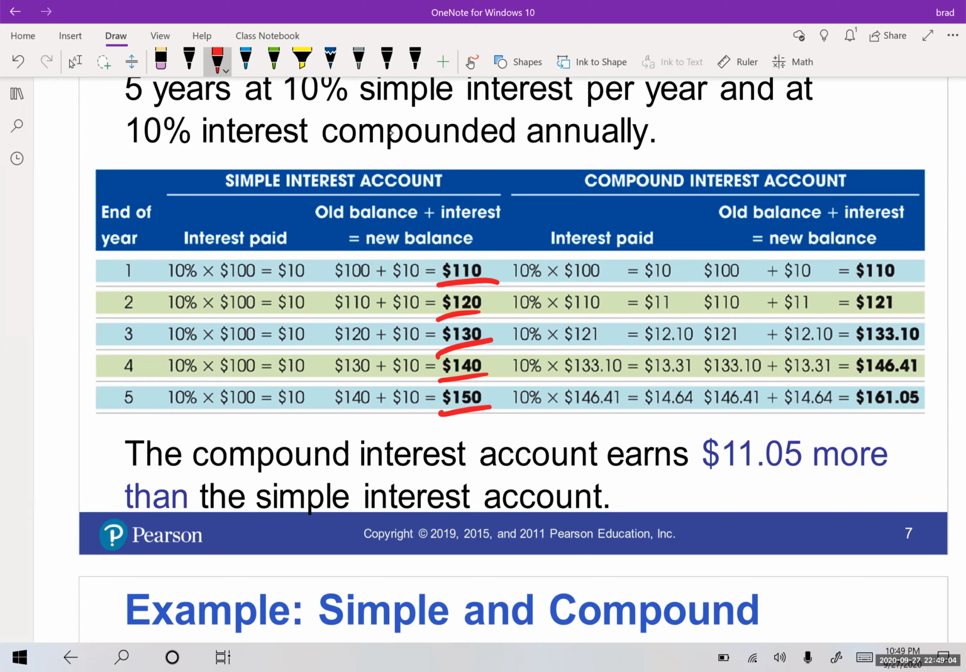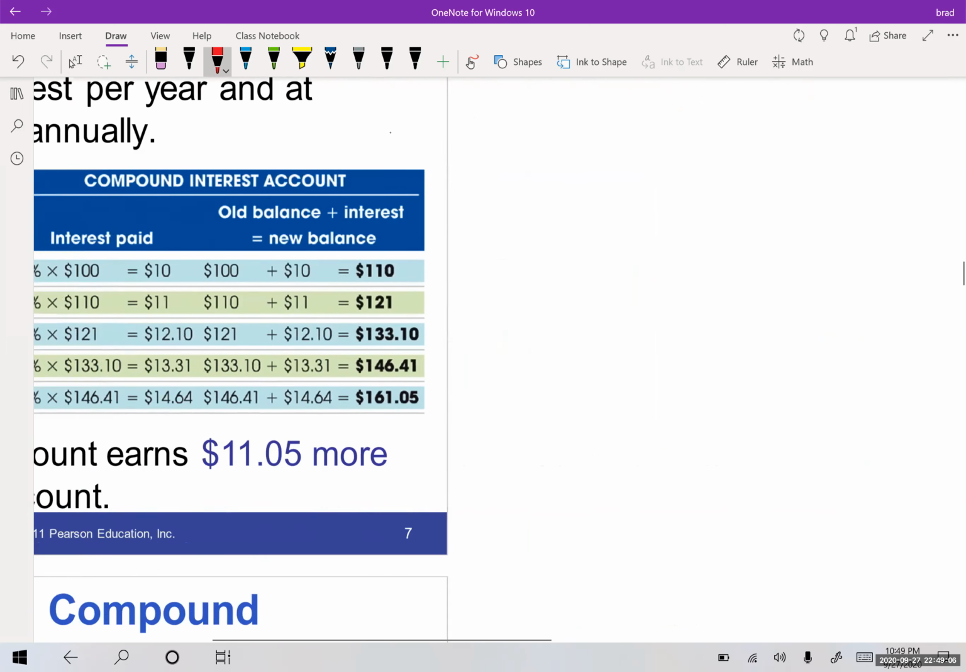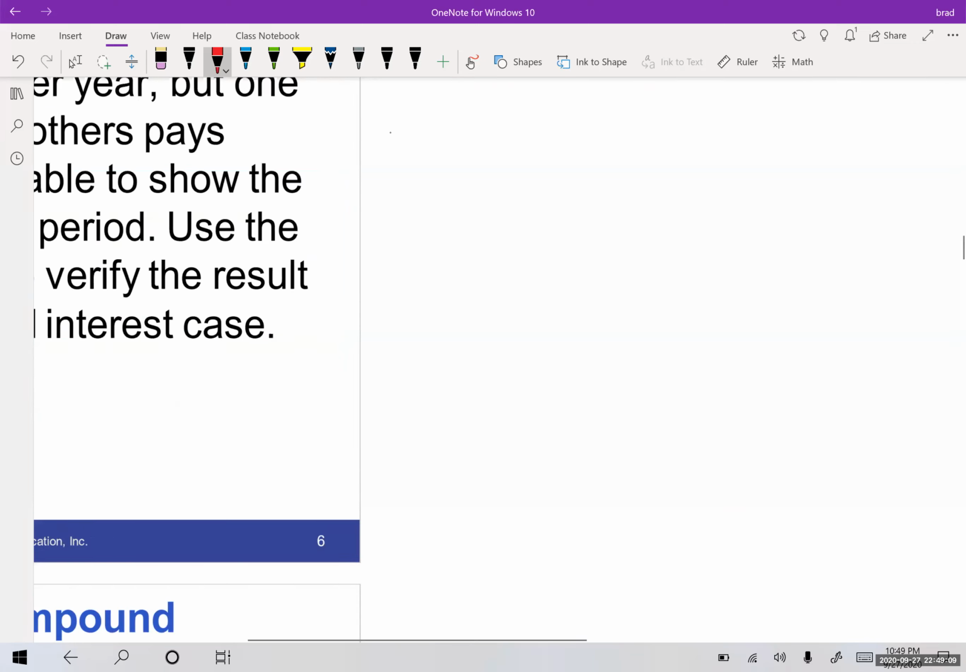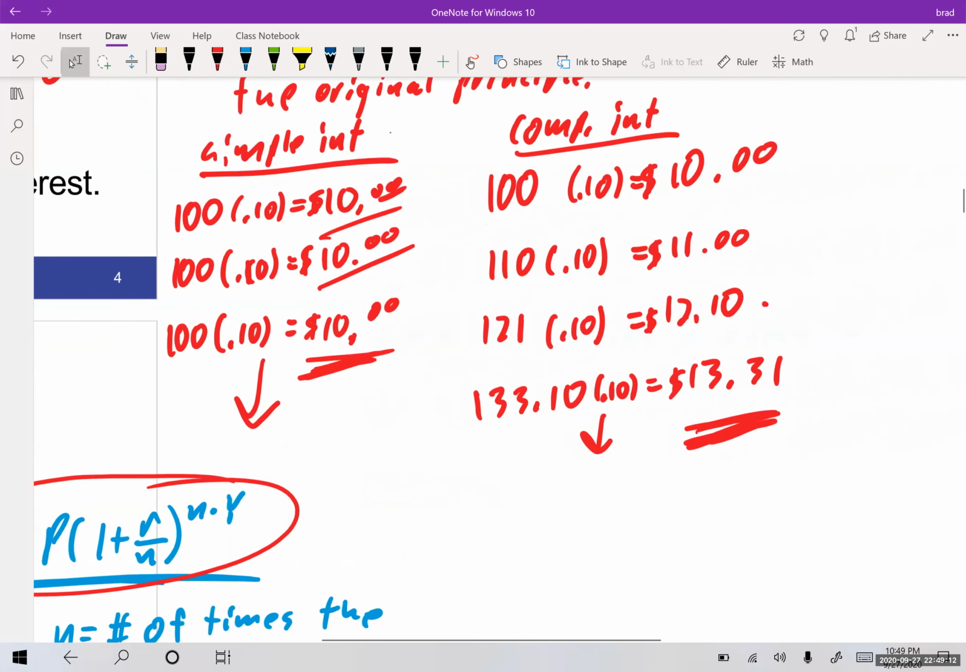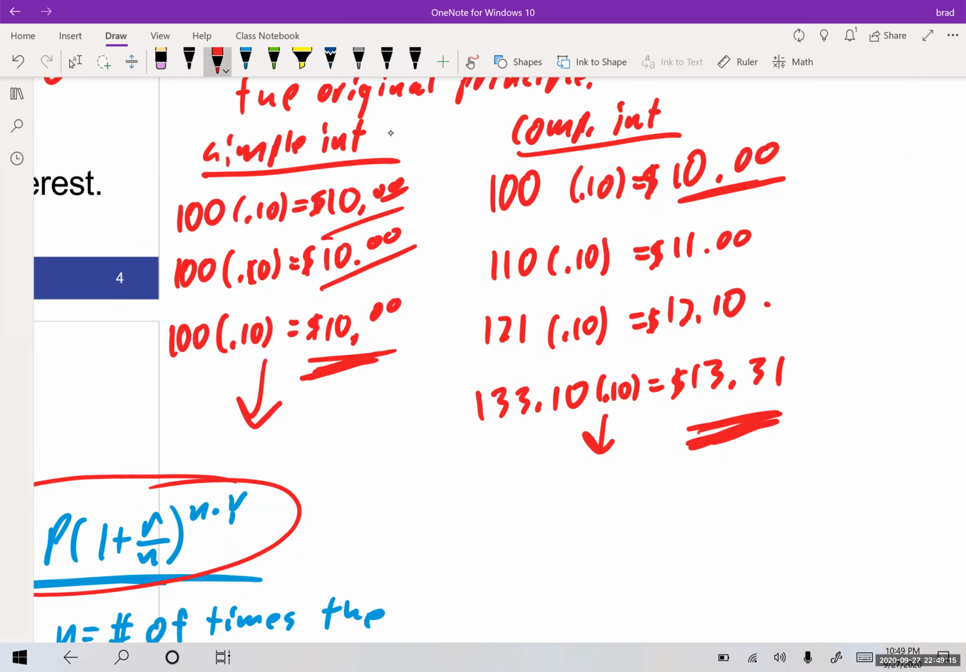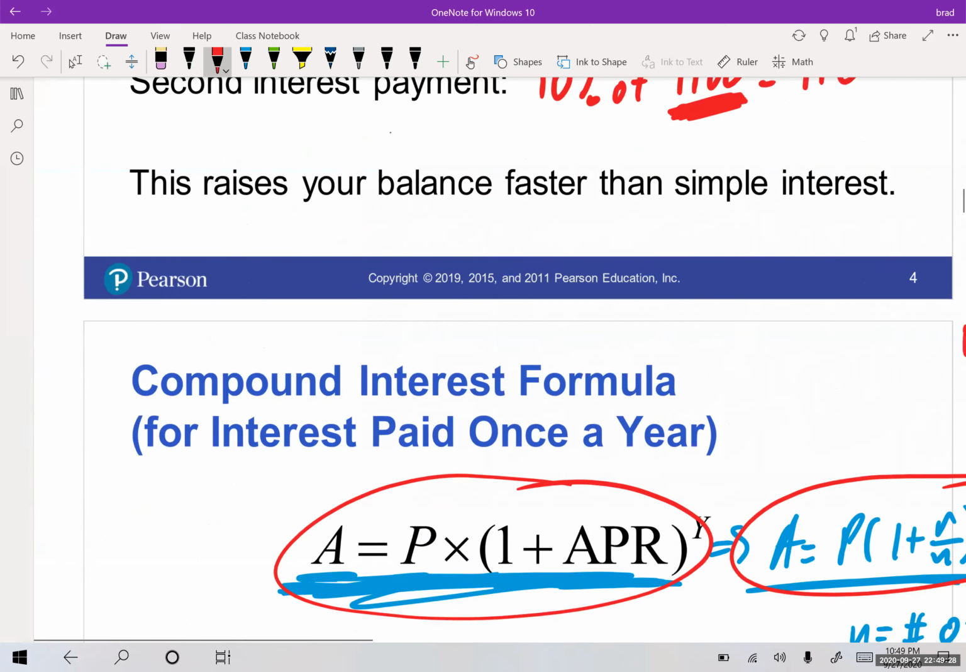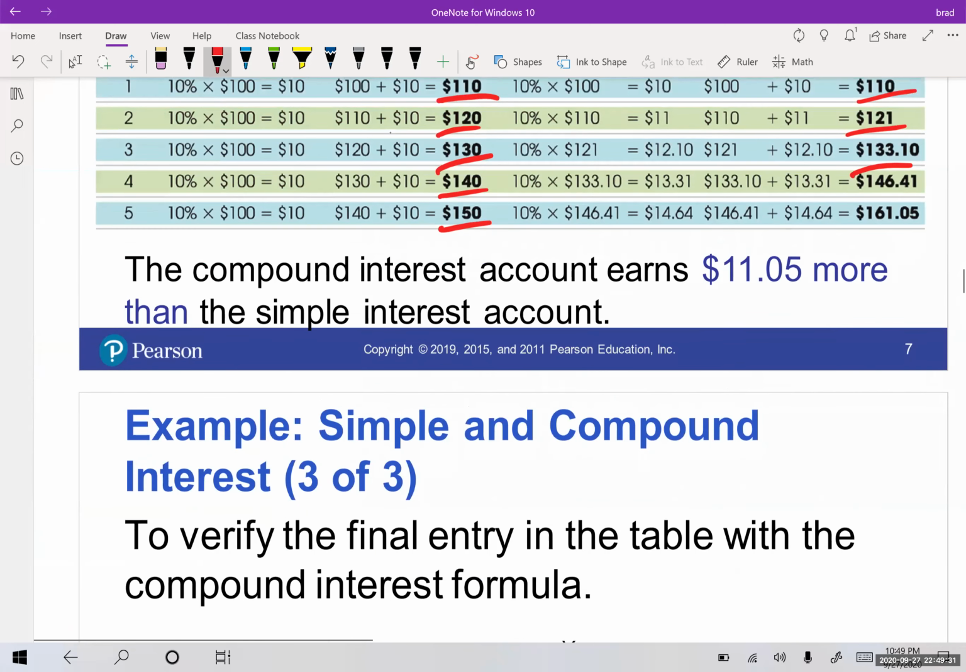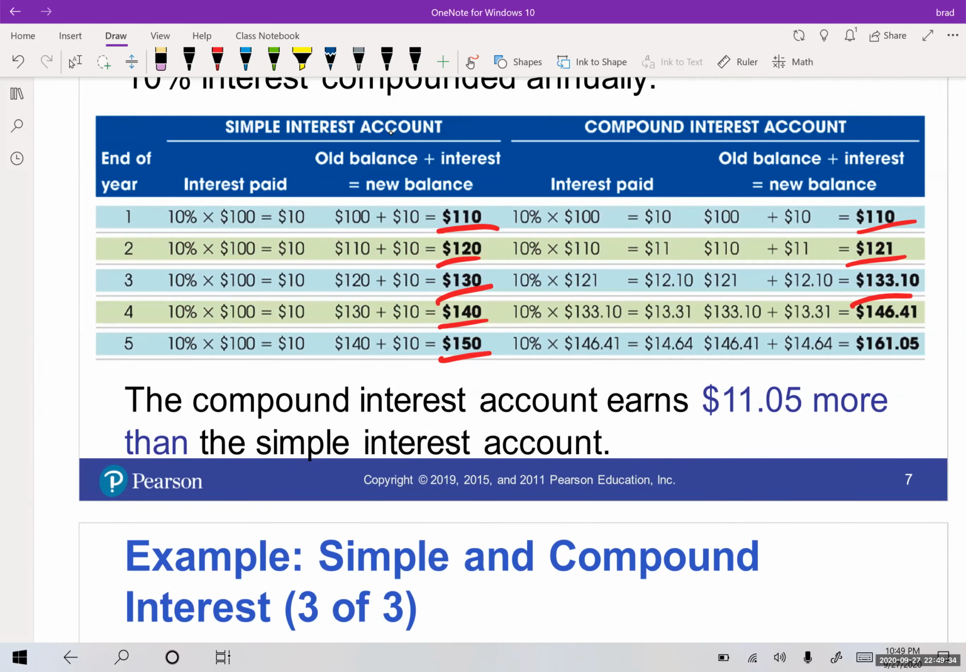However, this one, 110, 121, 133, so boom, boom, boom. That's what I was trying to show you over here with this. That's how I'm going to have an extra $10. So now I have 110. Then the next year I get 11. So now I'm going to have 121. Then the next year I have 121 and I gain 12.10. So now I have 133.10. So that's what they're trying to show you with this table is the same amount of years, 110, 121, 133, and then here. So you're going to get $161.05, and here you're only going to have 150. So this makes you an extra $11.05.